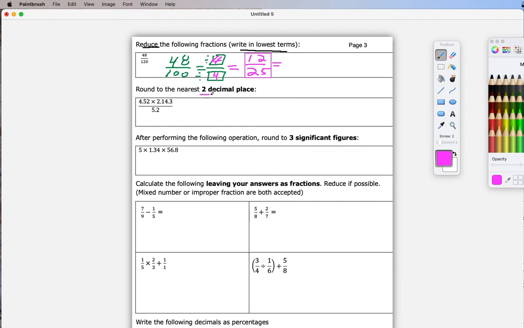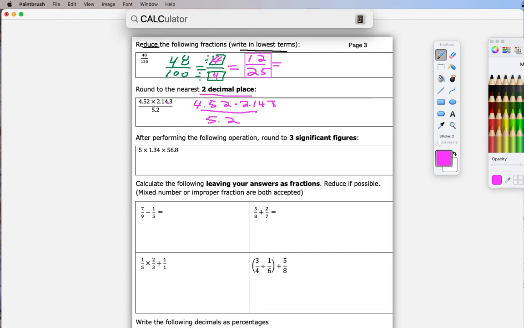The next question is rounding to 2 decimal places. So here I have to use my calculator and figure this out. In my answer, I notice I have an extra decimal here. So let me rewrite this so that it's not wrong. 4.52 times, let's make this 2.143. Okay, so I'm going to ignore this decimal here. I made a mistake. Divided by 5.2. So now I have to use my calculator to do that.